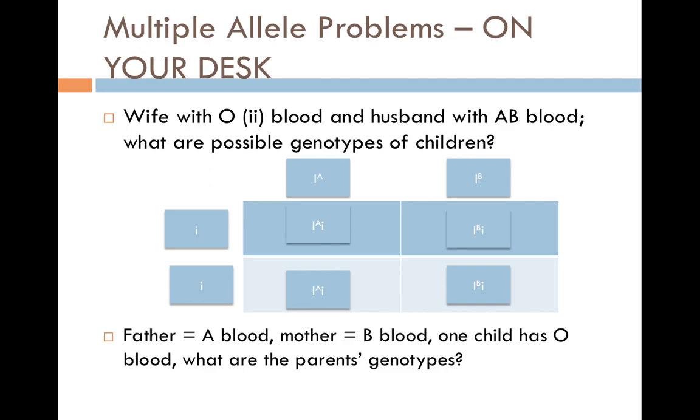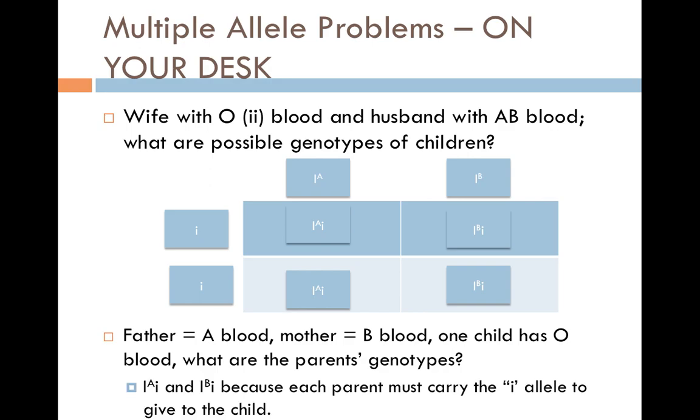All right, I'm not going to show you the Punnett square for this one. So if you have questions about it, you're going to have to ask when you come back in. But here's the answer. These are the parents' genotypes, I^A i and I^B i. Because each parent, my dad who's type A and the mom who is type B, they must carry that recessive allele in order to give it to their child.